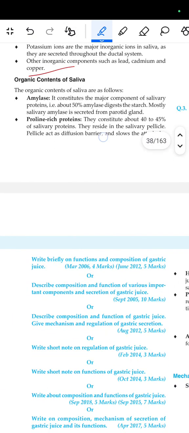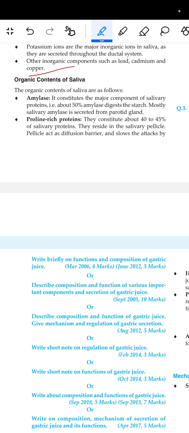Here are the organic contents of the saliva. Amylase constitutes a major component of the salivary protein, about 50%. Amylase digests the starch. Mostly salivary amylase is secreted from the parotid gland. Proline-rich proteins constitute about 40 to 50% of the salivary protein. They reside in the salivary pellicle.